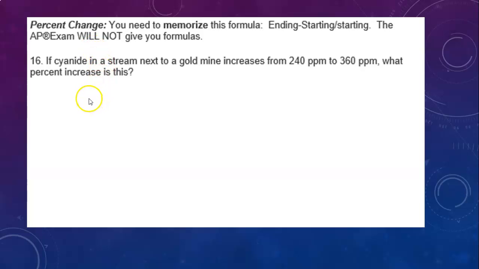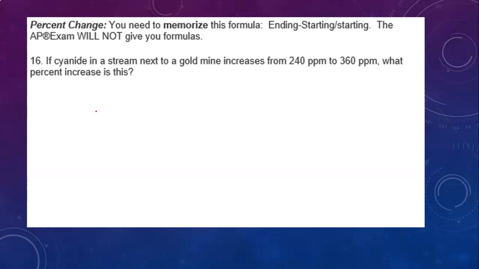Okay, so if you're to look at this, don't forget that the formula that you need to have memorized is ending minus starting over starting. The AP exam will not provide your formula. So in this case, we have 240 parts per million going to 360 parts per million. What is the percent increase?